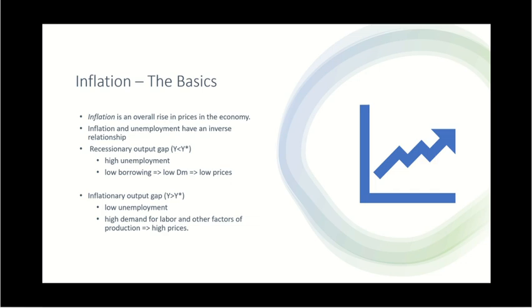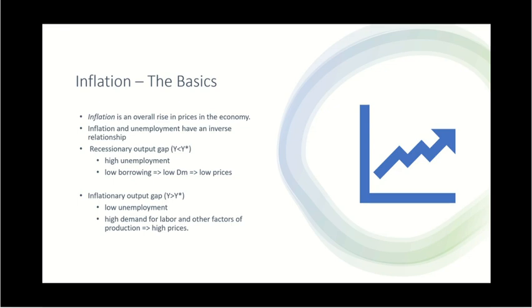So inflation, just the basics of inflation here. The definition of inflation: inflation is an overall rise in prices in the economy. That pretty much just means when prices get high and all the prices go up, that's inflation. So expensive prices means inflation. Inflation and unemployment have an inverse relationship to each other, and that inverse relationship means that as one increases, the other decreases, and it makes a downward sloping line. I'll show you in just a second on the next slide.